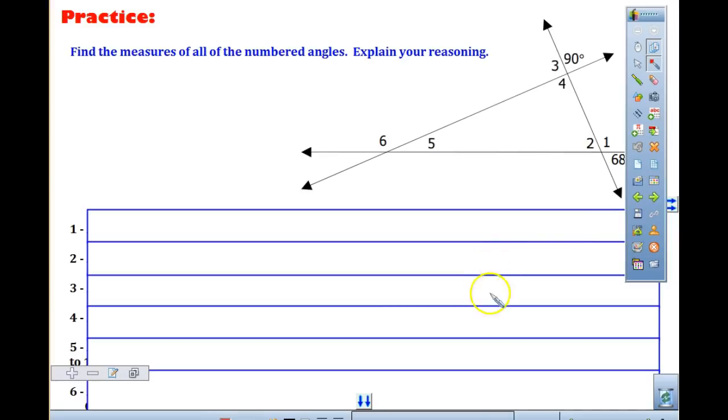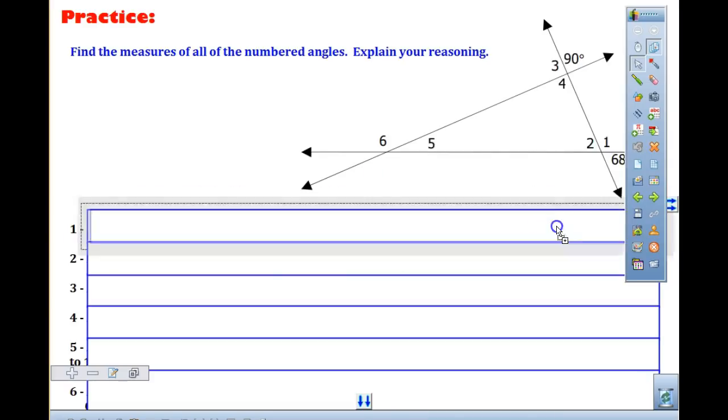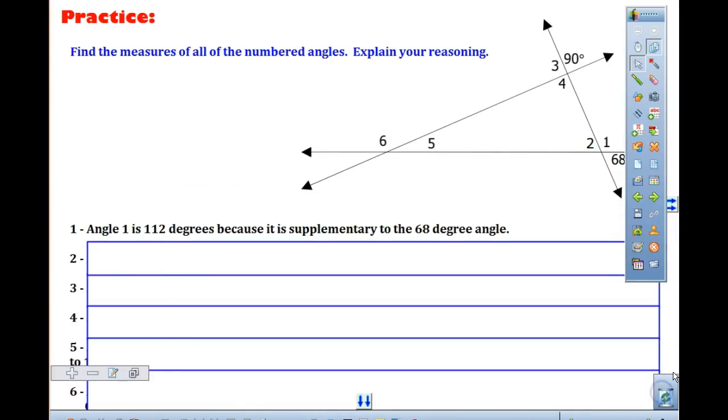So, in this last picture that we are looking at, angle number 1 in relation to 68. How are those two related? What type of angles? They are supplementary. So the angle should be 112. So please write down equals 112. So angle 1 equals 112. And someone asked if they could just write 112 degrees like this. Yes, just put equal to 112 degrees. But then you want to give the reason. And the reason for this one is it was supplementary to the 68 degree angle.